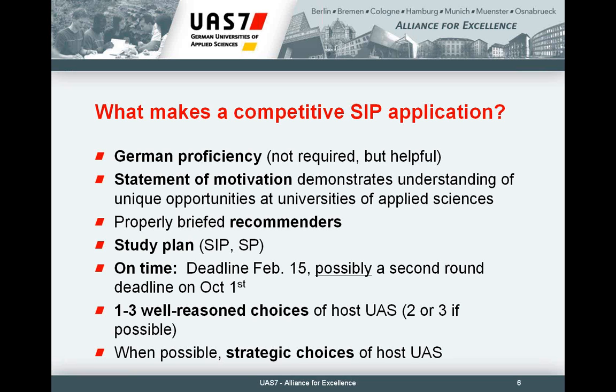So what we will definitely need is a statement of motivation, which demonstrates your understanding of unique opportunities at universities of applied science. That means that you look into what courses are offered and how you can integrate them in your studies at home. And we also need two letters of recommendation and a study plan, which you have to fill out with 10 courses you would like to visit when you come here. And the application deadline is on February 15th.